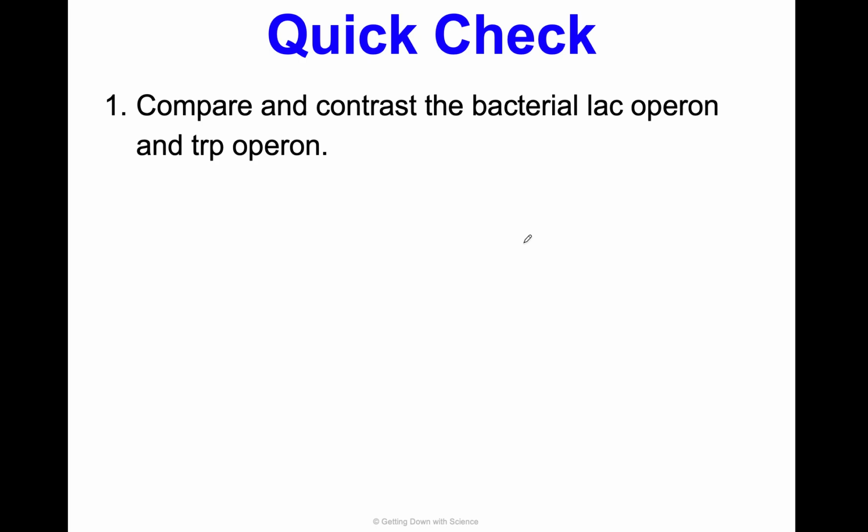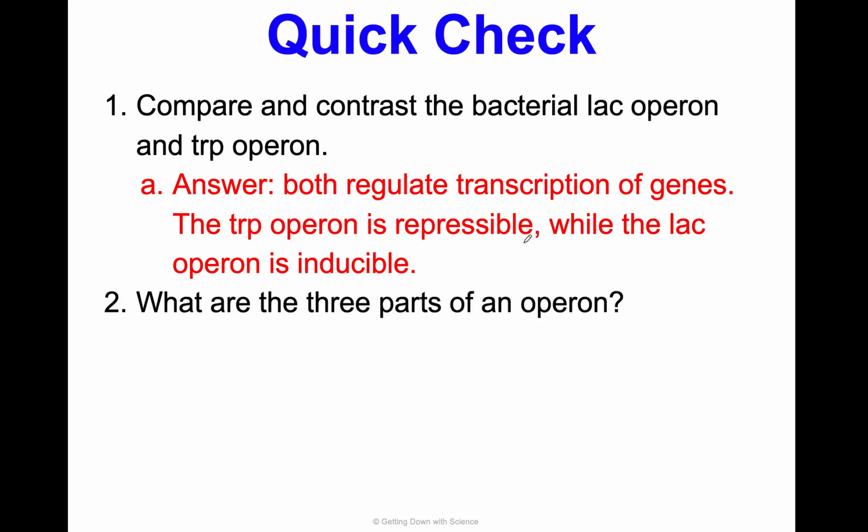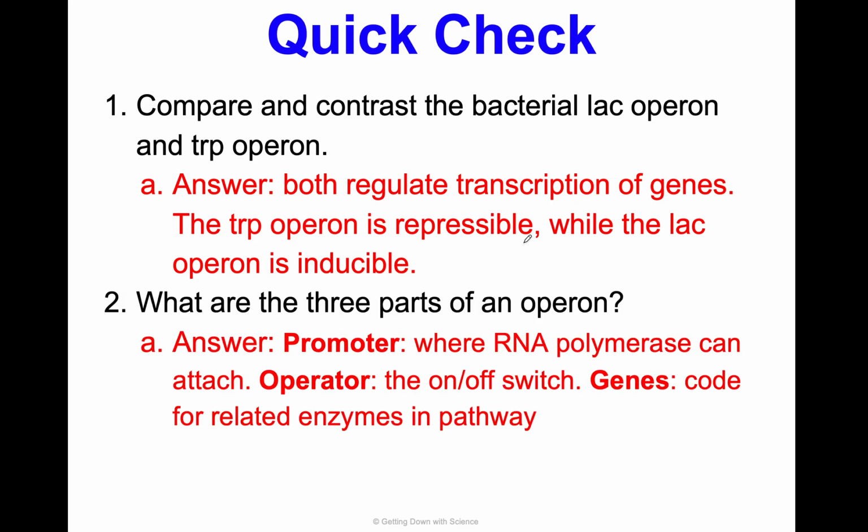All right, quick check. Number 1, compare and contrast the bacterial lac operon to the trp operon. Both regulate genes. The trp operon is repressible, meaning that it's going from on to off. The lac operon is inducible, going from off to on. What are the 3 parts of an operon? Promoter, operator, and the genes.